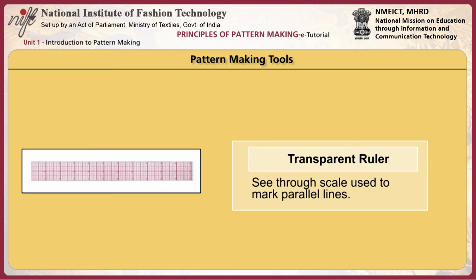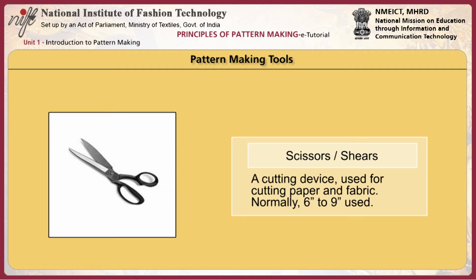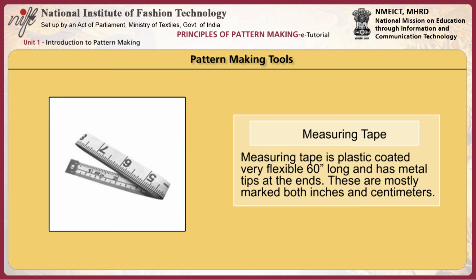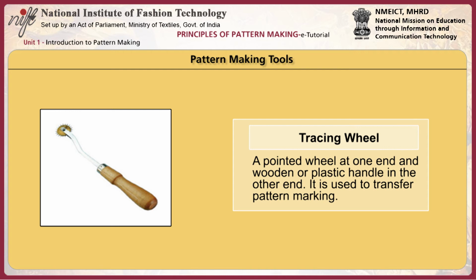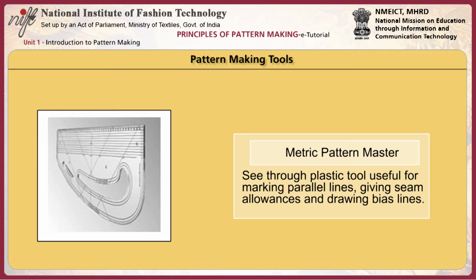The transparent ruler is a see-through scale used to mark parallel lines. The scissors or shears is a cutting device used for cutting paper and fabric, normally available in 6 inches to 9 inches. Measuring tape is plastic coated and very flexible, 60 inches long, and has a metal tip at the end. These are mostly marked with both inches and centimeters. The tracing wheel is a pointed wheel at one end and a wooden or plastic handle on the other end. It is used to transfer the pattern markings. Metric Pattern Master is a see-through plastic tool used for making parallel lines, giving seam allowances and drawing bias lines.